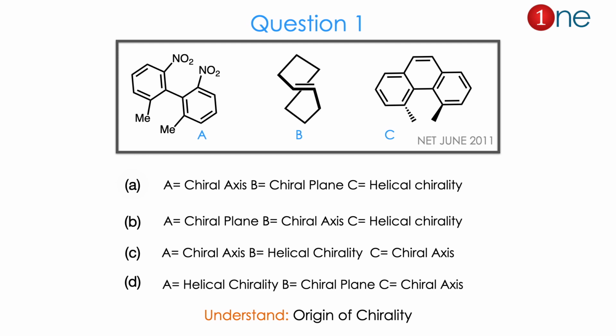Here they ask you to find whether chirality exists among these or not. The chirality is axis chirality, or plane chirality, or helical chirality. So from the answers you might guess the question is really about the origin of chirality. The answer is A. Let us see how.